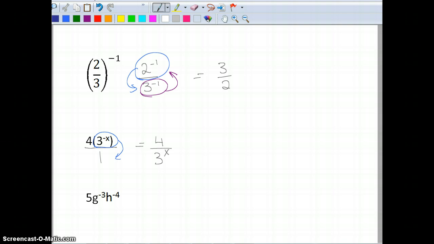Okay, let's look at another one. I have 5g to the negative third power times h to the negative fourth. Well, h to the negative fourth is a negative exponent. G to the negative 3 is a negative exponent. I'm going to bring both of those down to the denominator. So I have 5 over g cubed h to the fourth.